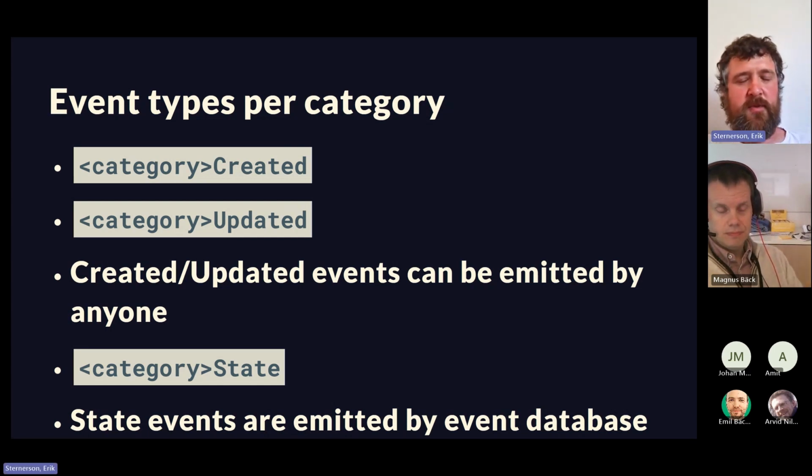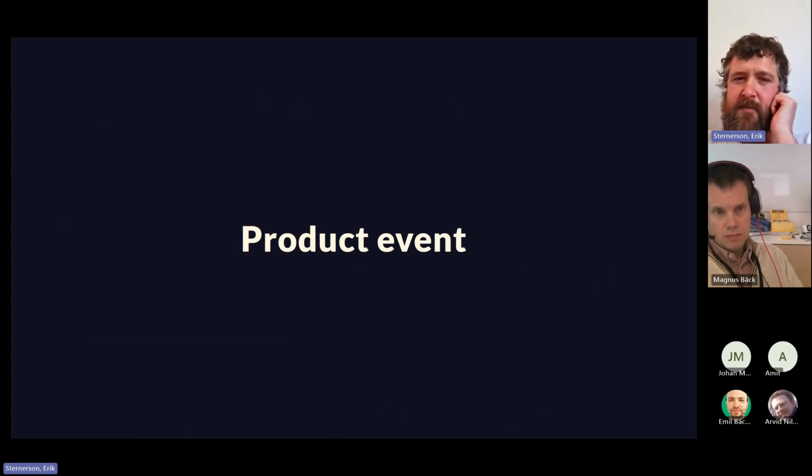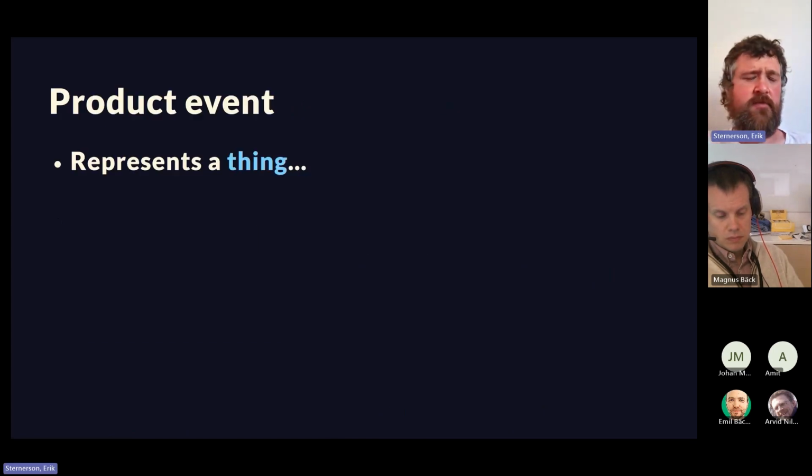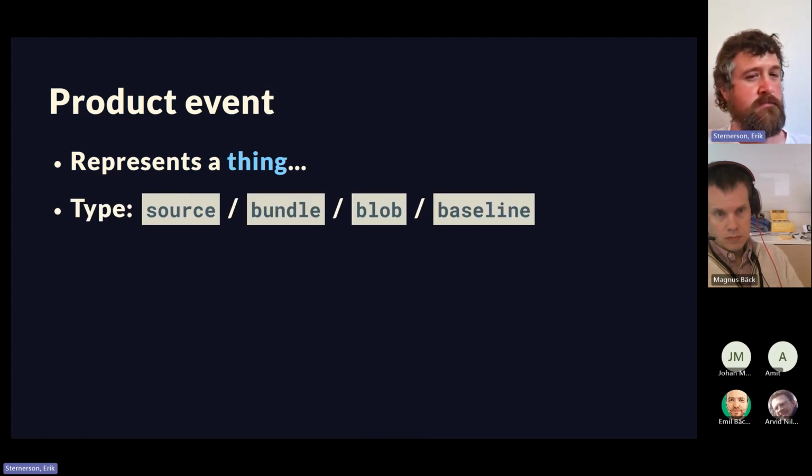So 3 event types per category, 3 event categories. That means we have 9 events in total, and that is all that we have. So let's start by looking at the product event. The product event represents something, and this could be a source. That would be essentially a Git commit or an SVN revision or something like that. It could be a bundle, which I guess in Eiffel would be a collection, I think. But it's multiple things packaged together.